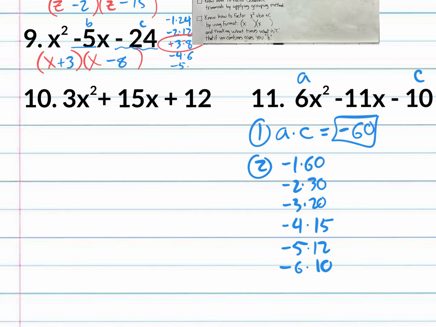So now which of these numbers will combine, not multiply, will combine to give me the b value negative 11? That's exactly right. If I combine minus 4 plus 15, that'll give me a positive 11. And I do have an 11, but I want it to be a negative 11. So I have the right numbers, just the wrong signs. Change it, change it. So now we have the answer for step 2.